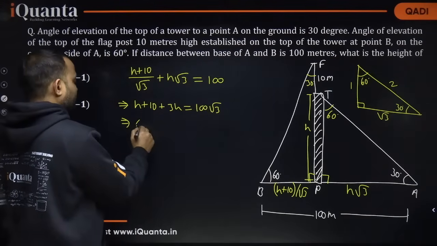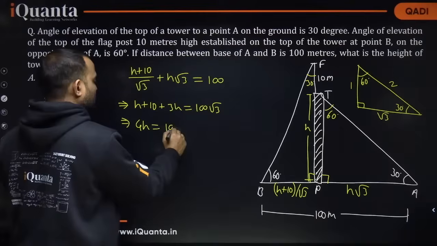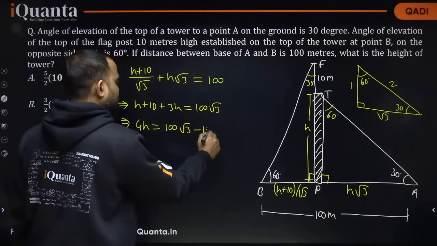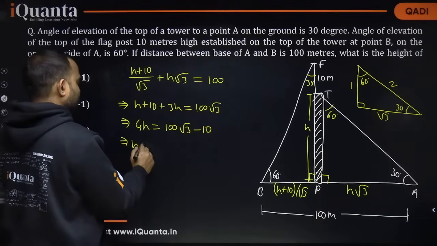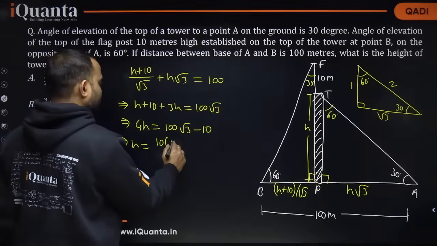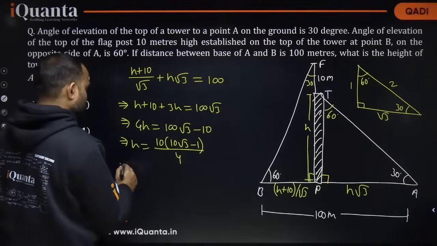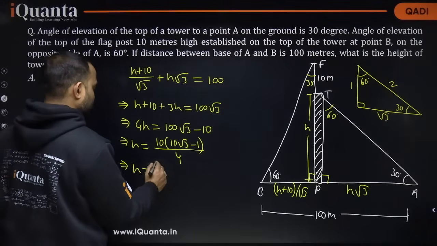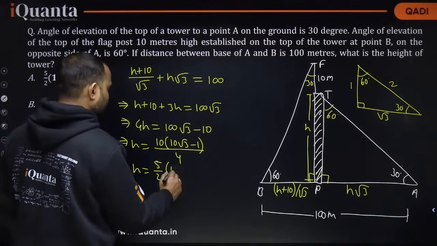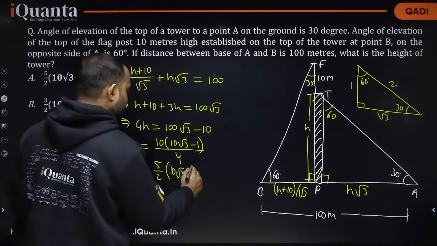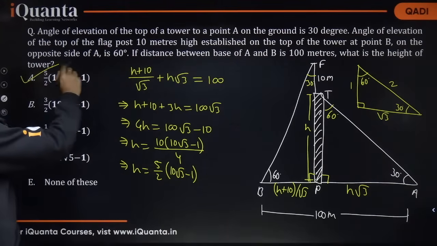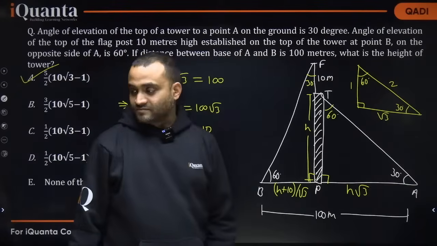So from there it will be H plus 10 plus 3H is equal to 100 root 3, or we can say 4H is equal to 100 root 3 minus 10, or H will be equal to, I can take 10 common, it will be 10 (root 3 minus 1) divided by 4, which is H equals 5 by 2 into (10 root 3 minus 1). So the answer is option A.